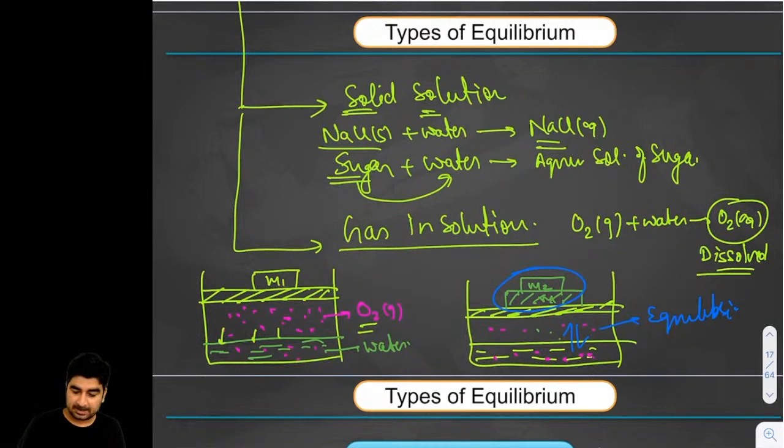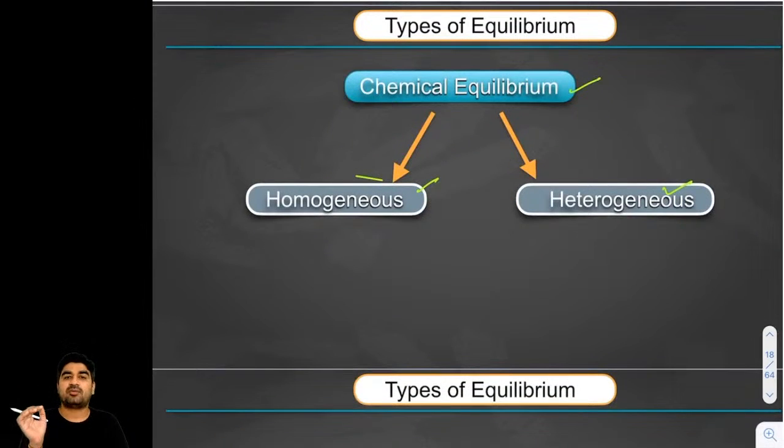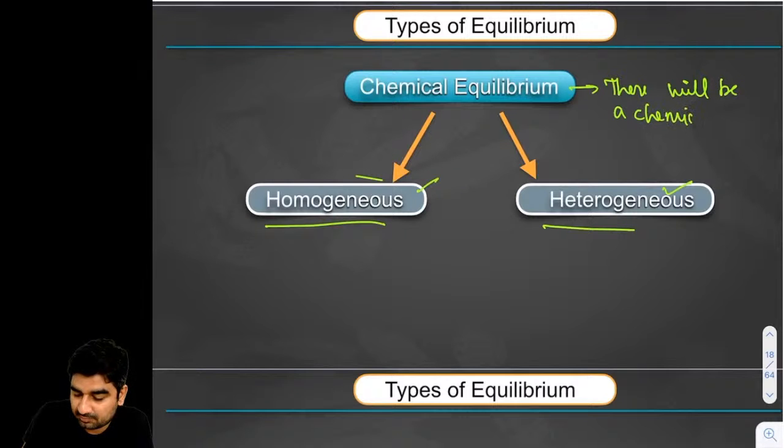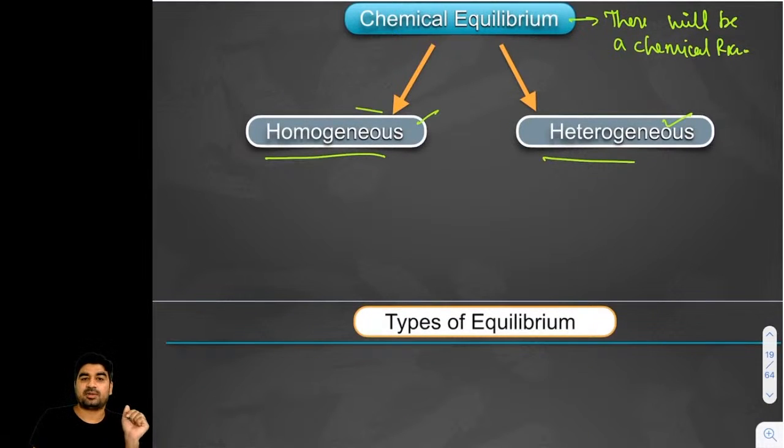So let's move ahead now. Now I will tell you about chemical equilibrium, guys. Chemical equilibrium is further of two types, homogeneous and heterogeneous. In chemical equilibrium, there will be a chemical reaction. So what is homogeneous equilibrium, guys? In homogeneous equilibrium, the phase of all reactants and products will be the same.